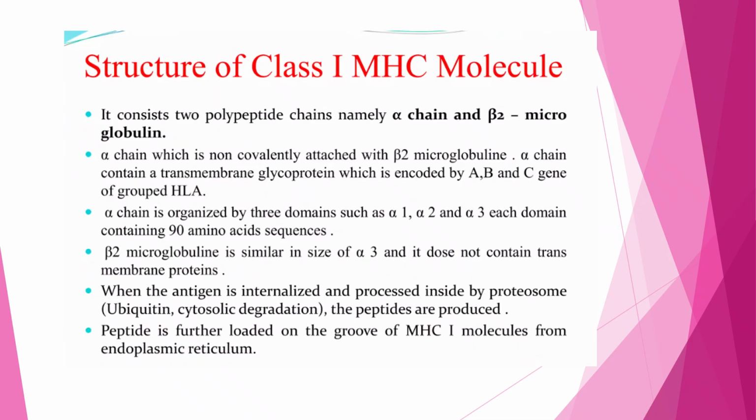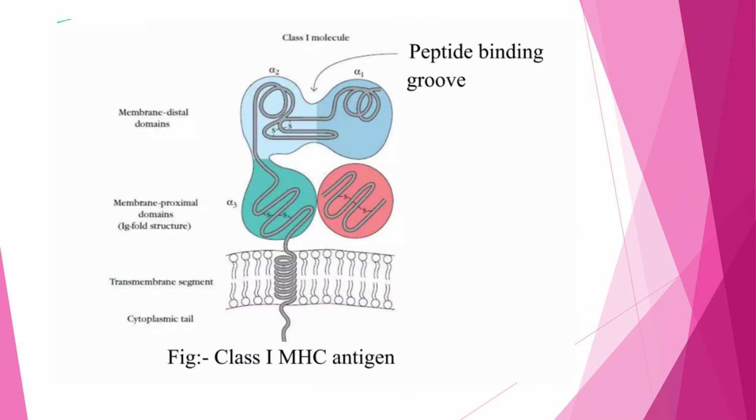Then coming to the structure of class 1 MHC molecules, it mainly consists of polypeptide chains. Since MHC is a protein, polypeptide chains are usually present. Two types of chains are there, alpha chain and beta 2 microglobulin chain. So this is the structure as I already said: alpha 1, alpha 2 and alpha 3. These blue and green globules, these three globules, are the alpha chain and this red globule is the beta chain. The alpha chain is divided into alpha 1, alpha 2 and alpha 3.